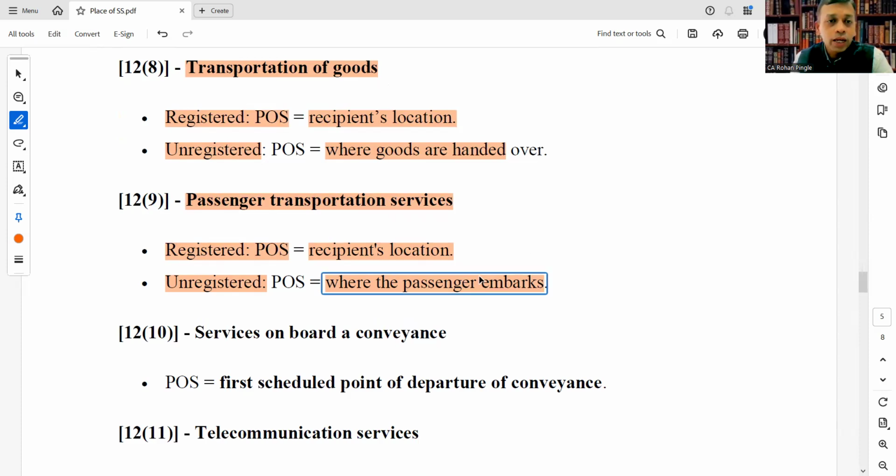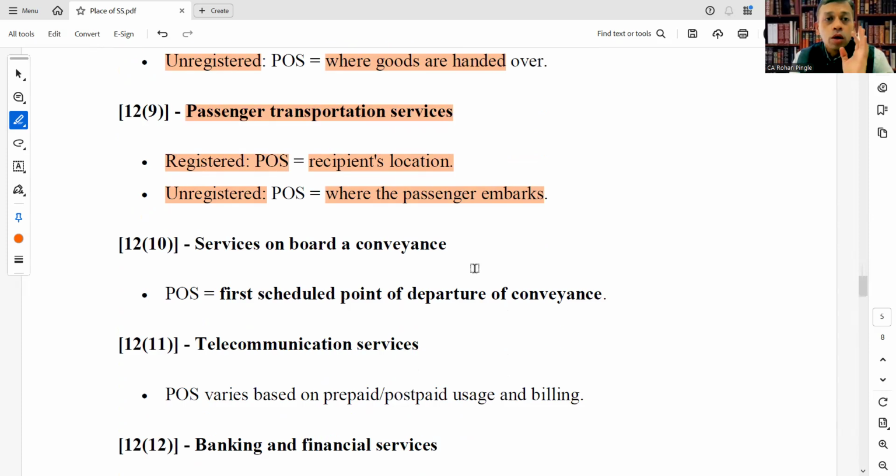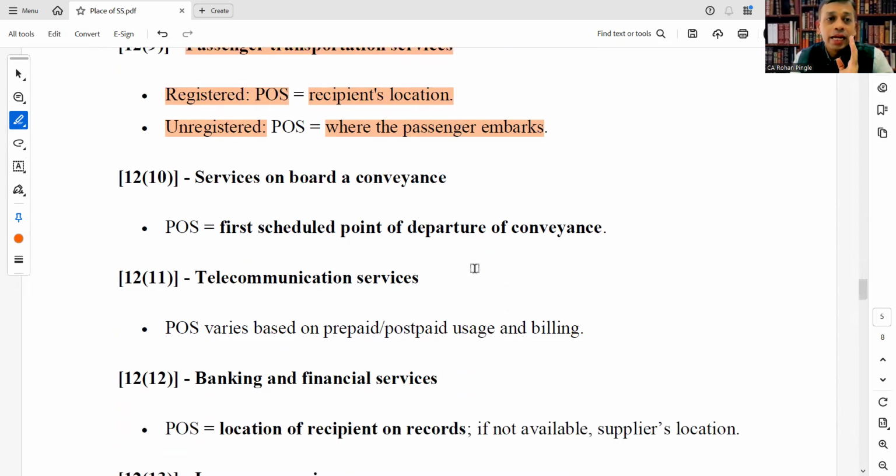So, okay, let's move on to the next, subsection 10 of section 12. Services on board a conveyance. Like goods on board a conveyance, we have learned. Okay, where goods are taken on board will be the place of supply. Here, services on board a conveyance. So, what will be the place of supply?